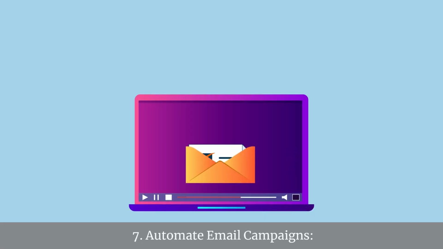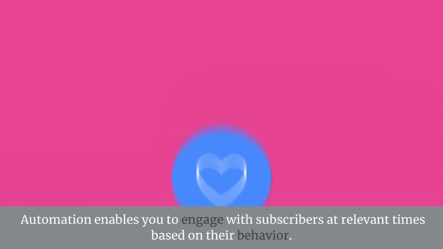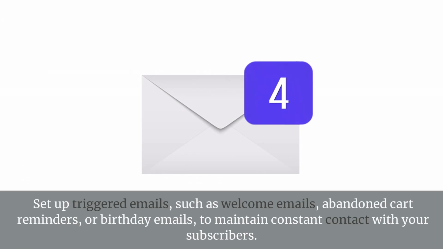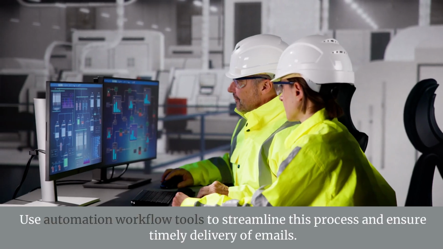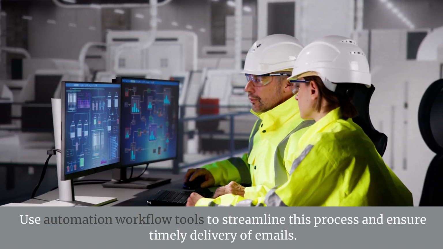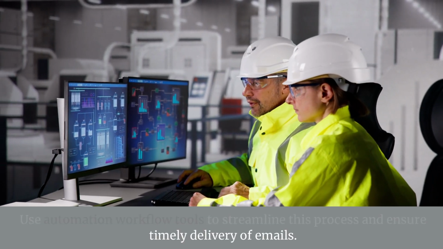7. Automate email campaigns. Automation enables you to engage with subscribers at relevant times based on their behavior. Set up triggered emails, such as welcome emails, abandoned cart reminders, or birthday emails, to maintain constant contact with your subscribers. Use automation workflow tools to streamline this process and ensure timely delivery of emails.